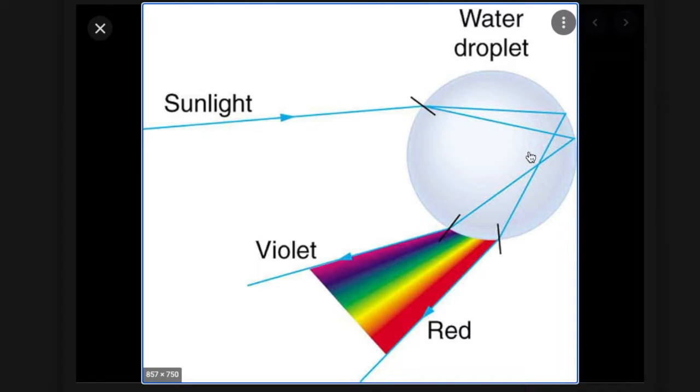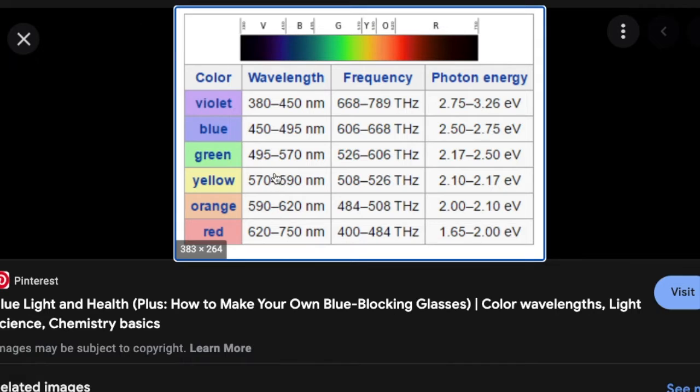Because a water droplet is round, it's eventually going to hit 42 degrees somewhere. So a rainbow comes from a 42-degree reflection off of a water droplet in a refraction. It then gets bent, and it spreads out into the different color spectrum. So we can see that the different wavelengths change. Blue light and violet have 380 to 450 nanometers of wavelength, and that increases with red, 620 to 750.